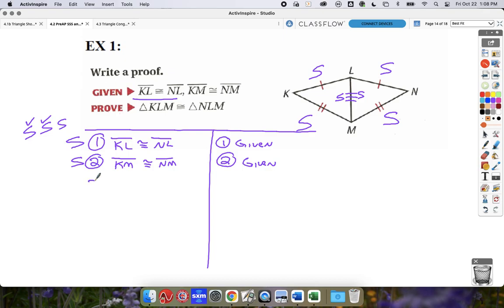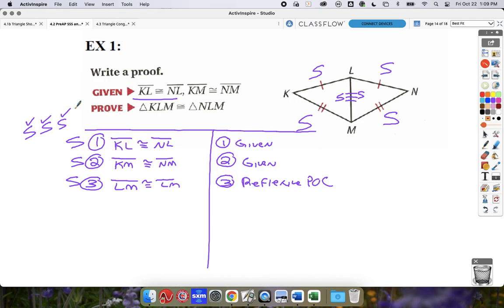And then line LM is congruent, reflexive. Line LM is congruent to line LM. It's congruent to itself. You will use this a lot on your test. Why are those two pieces congruent? Reflexive property of congruence. The reflexive property, that is another side statement. I have all three of my S's. Does SSS prove congruence? Yes.